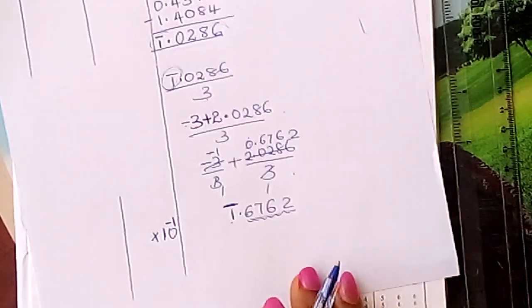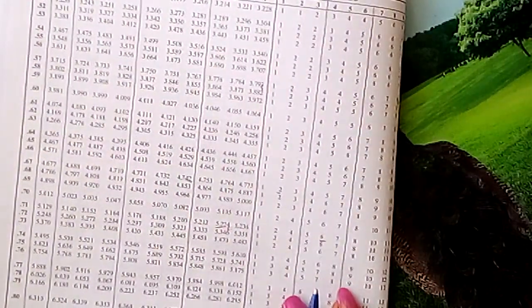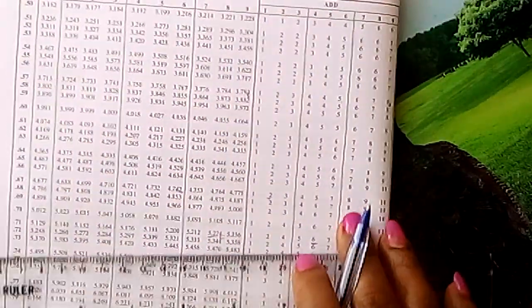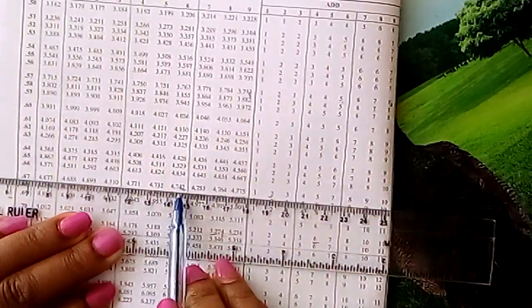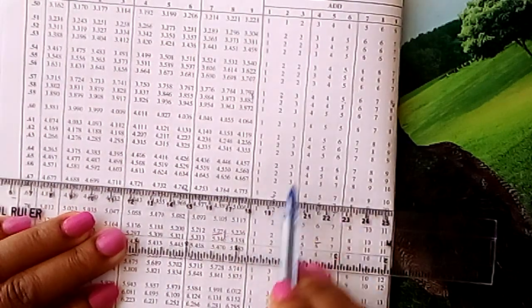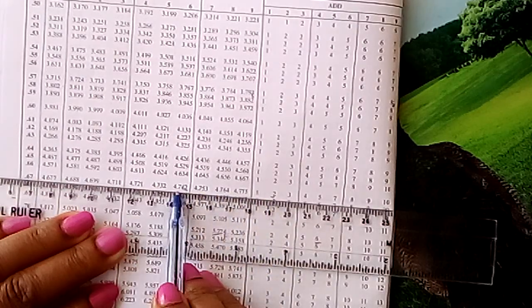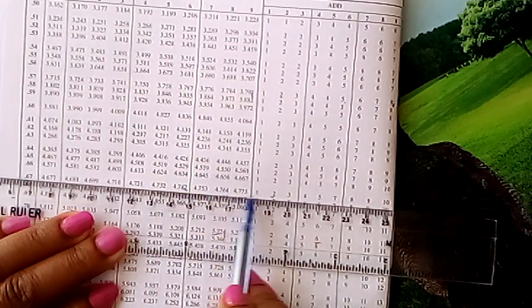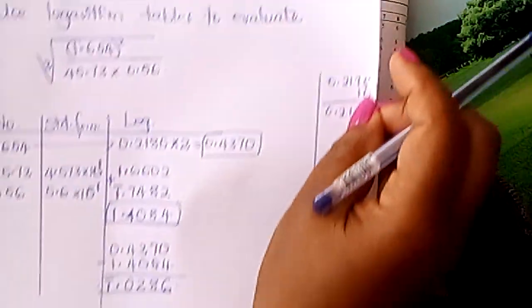The antilog of this. Go to the logarithm tables. If you go very fast, logarithm tables, you go to antilog. Antilog of what, learner? 0.67, there we are, 0.6762. Look at this, and here we have addition, 62. So you are getting this 4.742 plus 2 gives you 4.744.